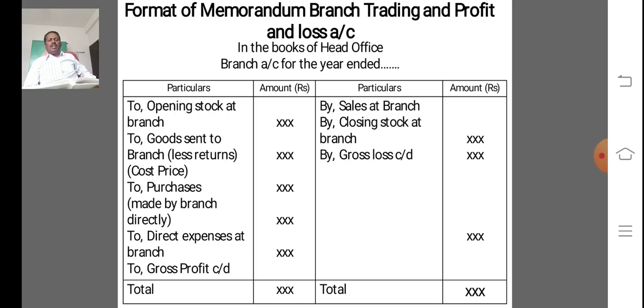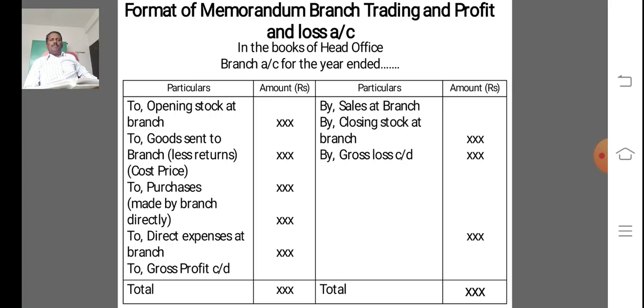by crediting the closing stock at the branch. If the credit side total is more than the debit side total, we get the balancing figure as the gross profit, and if the debit side total is more and the credit side total is less, the balancing figure is treated as gross loss. Gross profit must be brought down to P&L account and gross loss to be brought down to P&L account debit side.